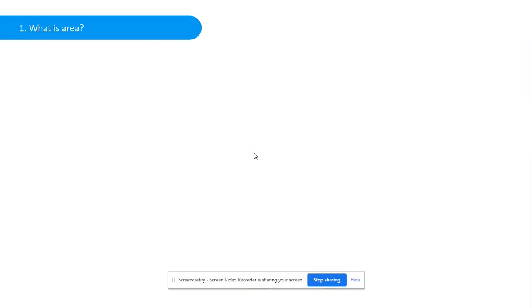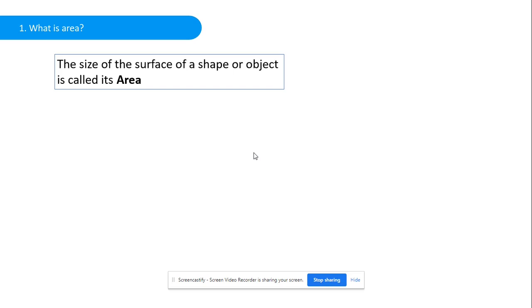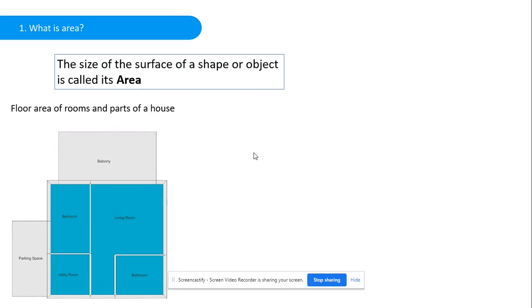The first thing we want to look at is what is area? Area is a measurement of the size of the surface of a shape or an object. For example, area might be talked about in terms of the floor space of a house. So how big each room in your house is, your balcony, the parking spaces, these are all measured using area.